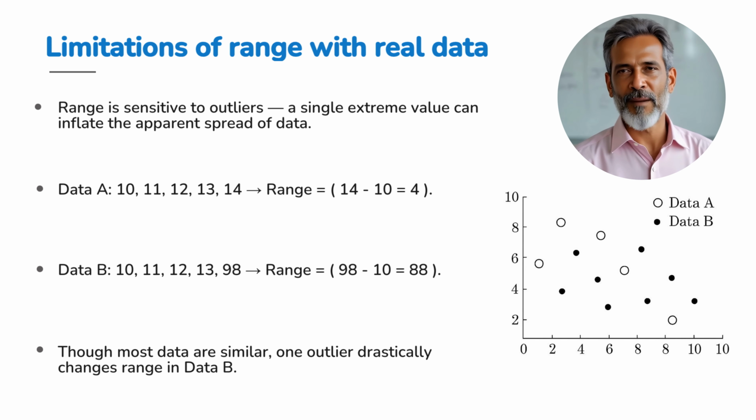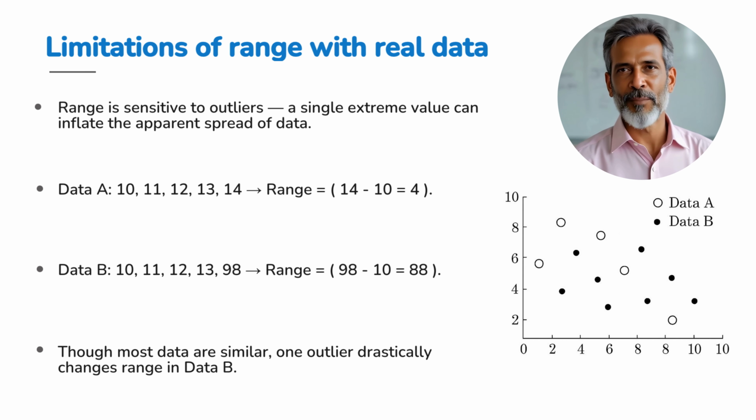A small spread, so values are quite close. Now, data B has the same group except one number shoots way up to 98. The range here is 98 minus 10, which equals 88. Though most data points are very similar in both sets, this single outlier in data B makes the range leap drastically. Imagine two scatter plots side by side. Data A's points close together, data B's with 1 point far out. This shows why range might give a false impression of spread when outliers exist. So, be careful and always consider the context when interpreting range.